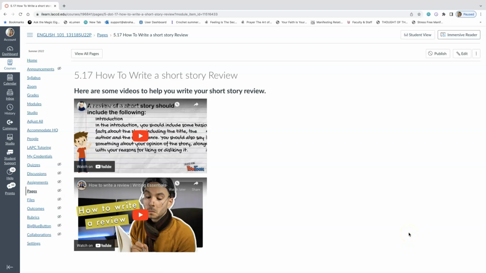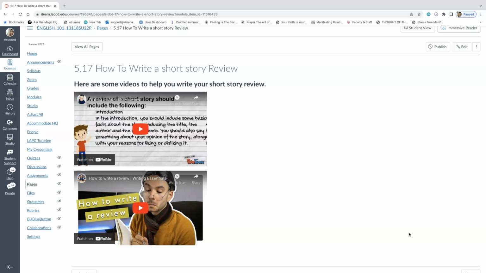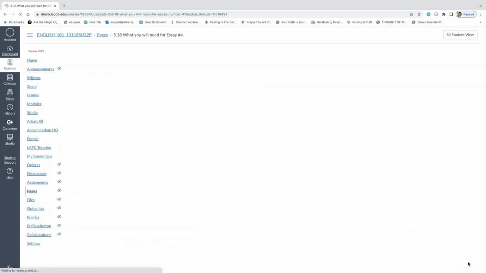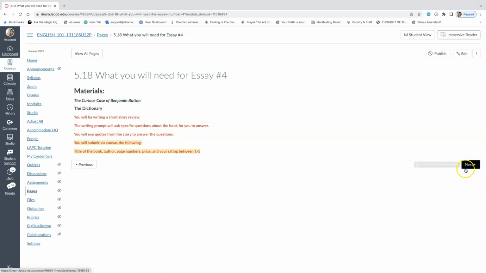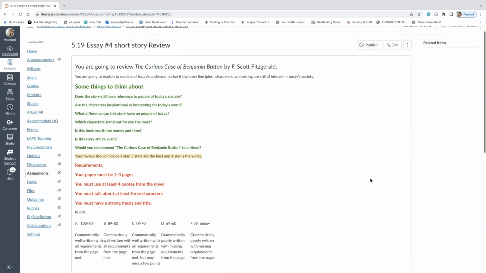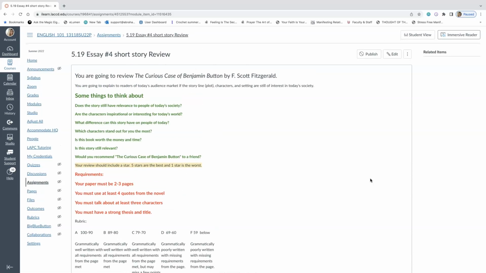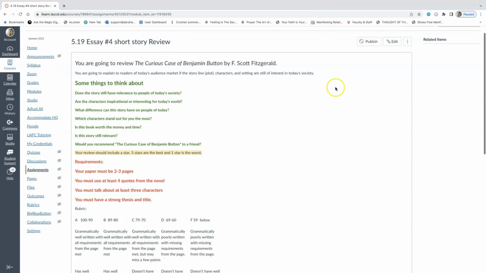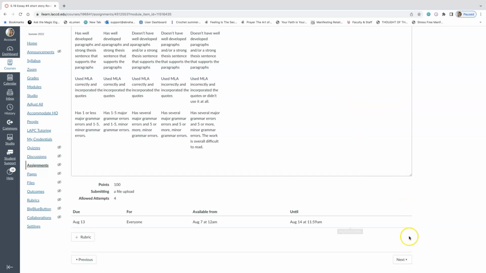And here's how to write a short story review, because you're going to eventually work towards writing a short story review of The Curious Case of Benjamin Button, and that's going to be your essay. So you're only going to have one item on this, and that is going to be the short story that I asked you to read, and that's what you're going to do.